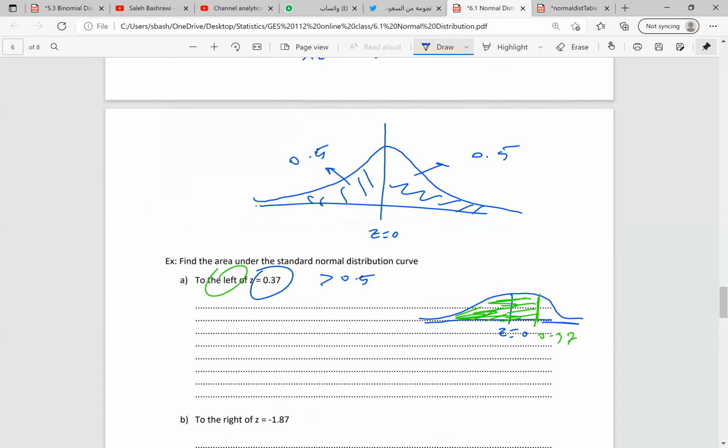In this case, this is the area, and also this is the probability. We'll see later on, this is the probability of the normal distribution. The area A equals 0.6443.